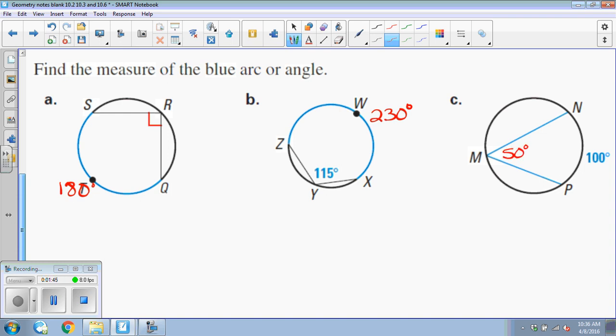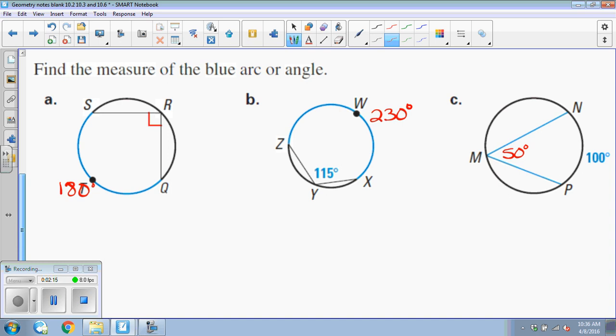Now, we're going to talk about a few theorems that deal with inscribed angles. We're going to talk about one that's talking about an inscribed triangle and then an inscribed quadrilateral. Anybody know what inscribed means? What do you think it means? Inscribed means inside a circle. So these are things that are inside of a circle. They're inscribed. And so when I say an inscribed angle, it's an angle that's inside the circle.